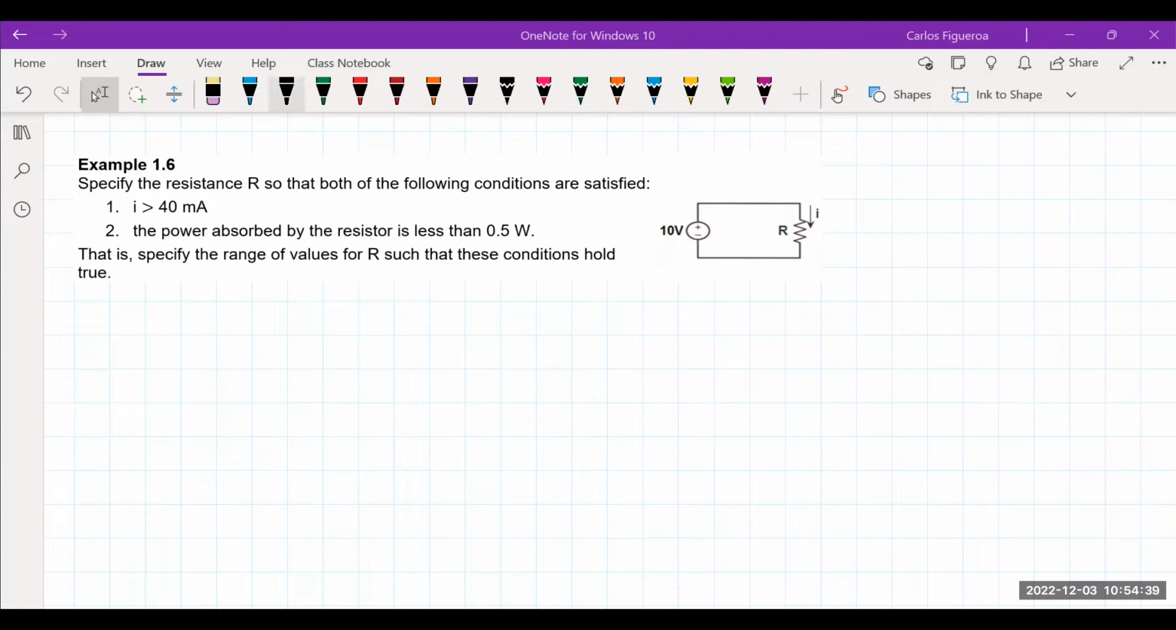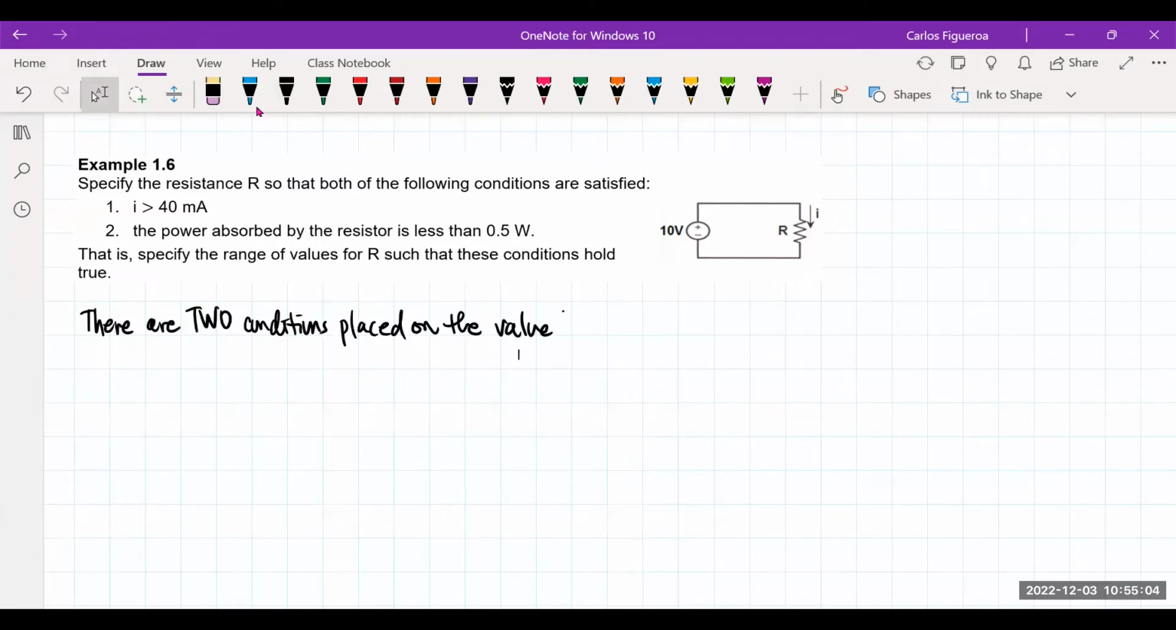Okay, let's look at these things. So what we see here is that there are two conditions placed on the value R. What the heck is that? So let's look at condition 1.